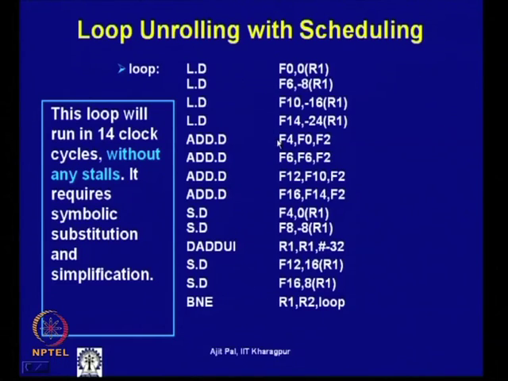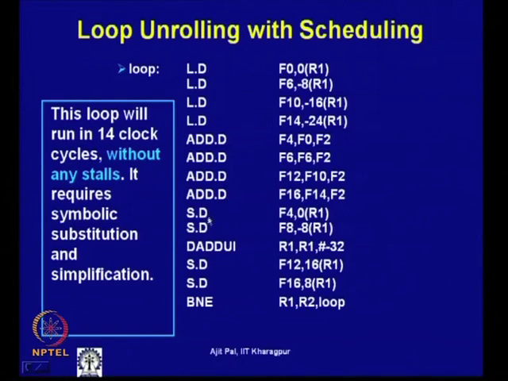So, there is no question of any hazard whenever you execute this instruction, add double F4, F0, F2. Similarly, this load and the instruction where F6 is being read are separated by 1, 2, 3 instructions. So, latency is 1 and separation is by 3 instructions, so that hazard is being overcome. In this way there is no hazard present here.